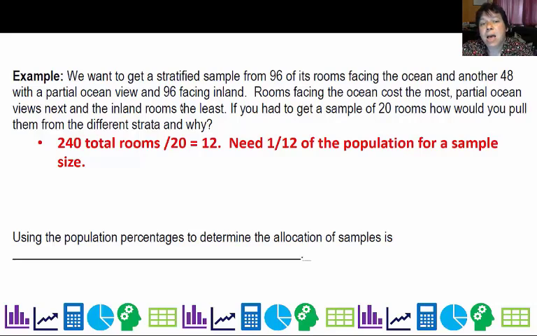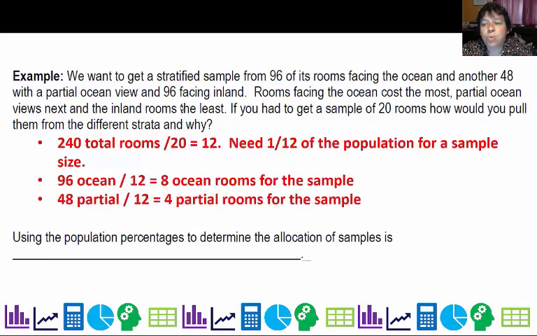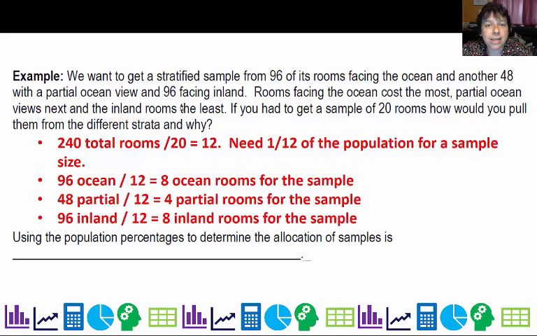So I roughly need 1/12 of the total sample size. All right, a little over 8% in case you're interested. So I would take 1/12 of the ocean views and I'd sample 8 rooms. 1/12 of the partial, which is 4, and then 1/12 of the inland and sample 8 rooms there. This strategy is called proportional allocation.